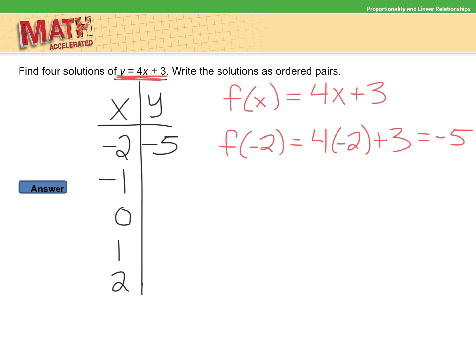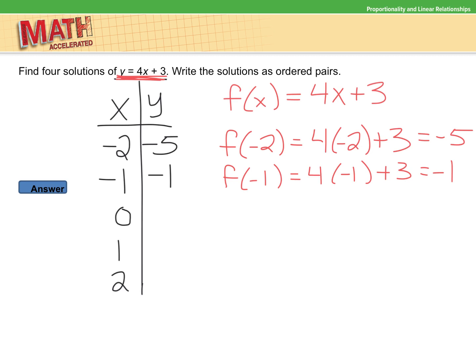So how do I find the rest of them? Same way. F of negative 1, we get 4 times negative 1 plus 3. What do I get for that value? What's 4 times negative 1? Negative 4 plus 3? Oh. Negative 1.